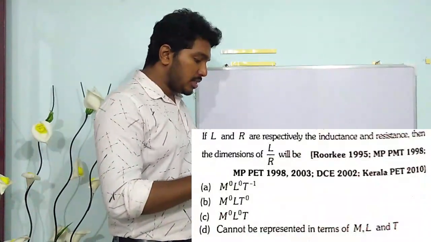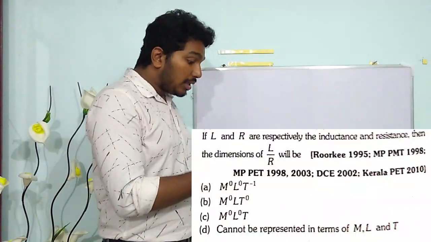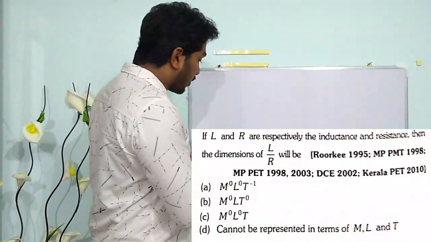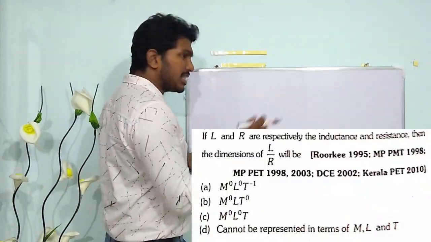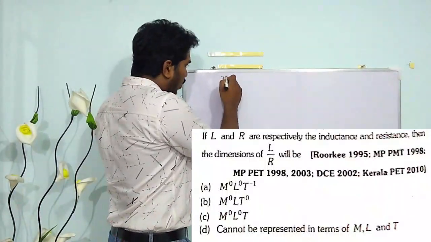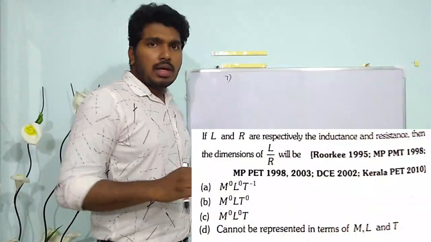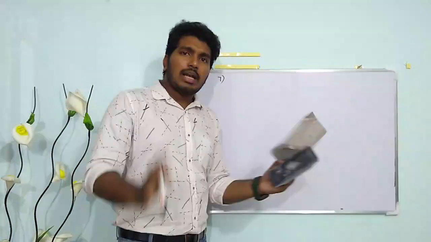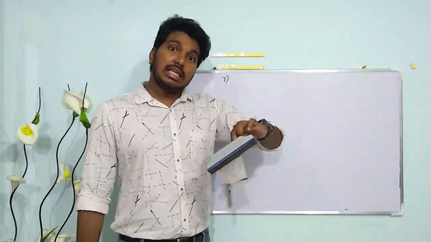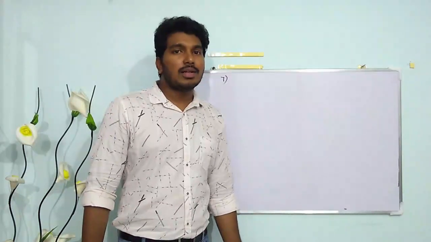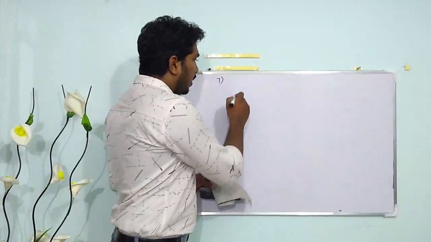The next question is: if L and R are respectively inductance and resistance, then the dimension of L by R will be what? It's a simple question actually. They are asking the dimension of L by R. Now, tell me, have you heard this term L by R somewhere? RC, anything? Able to recollect?